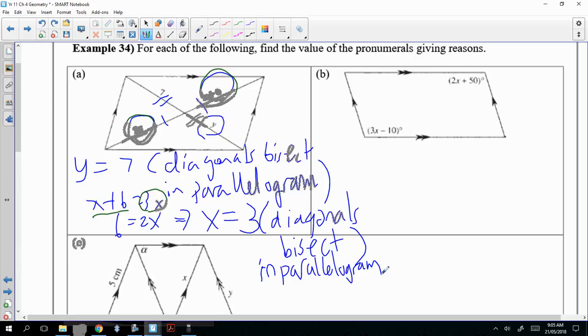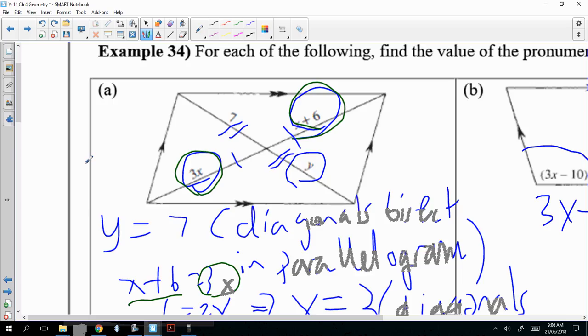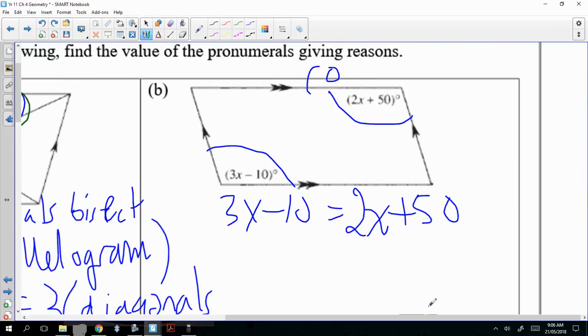How about the next one? What reason could we give? Opposite angles are equal. So you say 3x minus 10 equals 2x plus 50, and you give a reason: opposite angles of a parallelogram are equal.